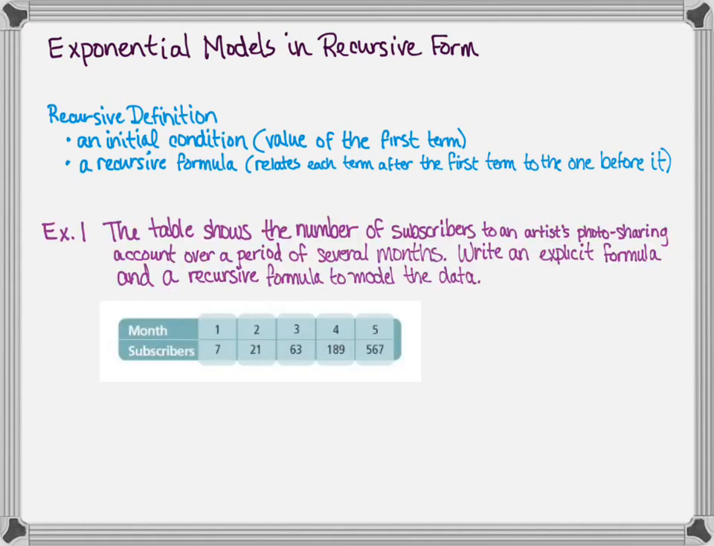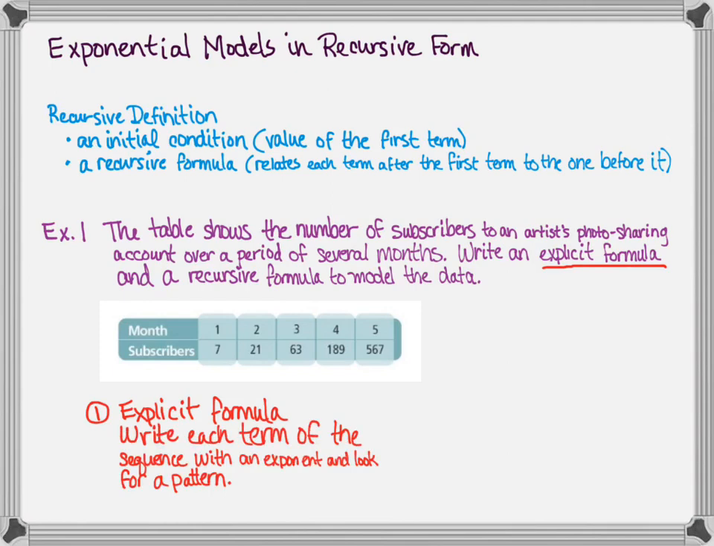So let's look at this first example. The table shows the number of subscribers to an artist's photo sharing account over a period of several months. Write an explicit formula and a recursive formula to model the data. Let's first look at the explicit formula.